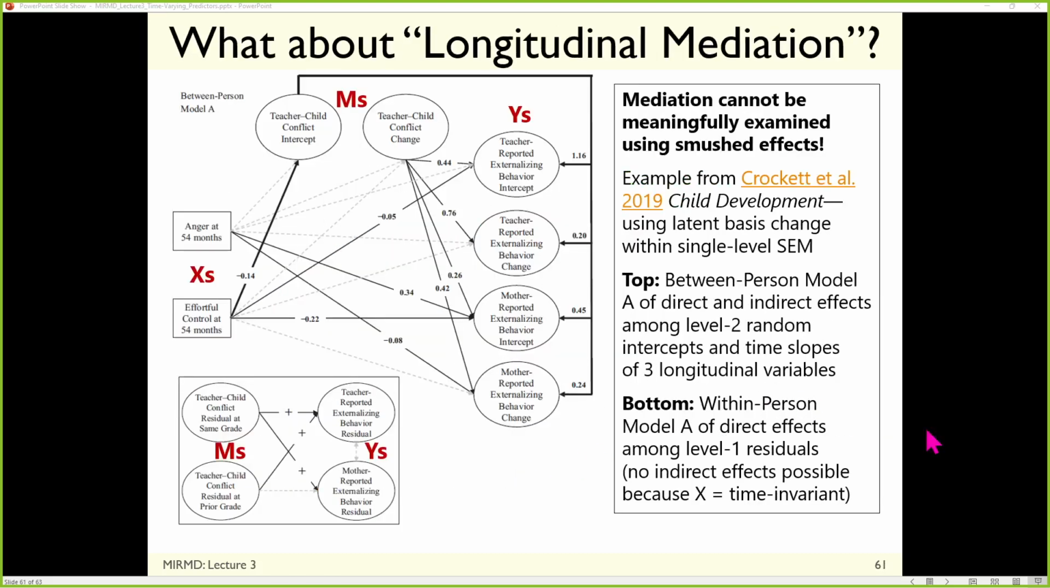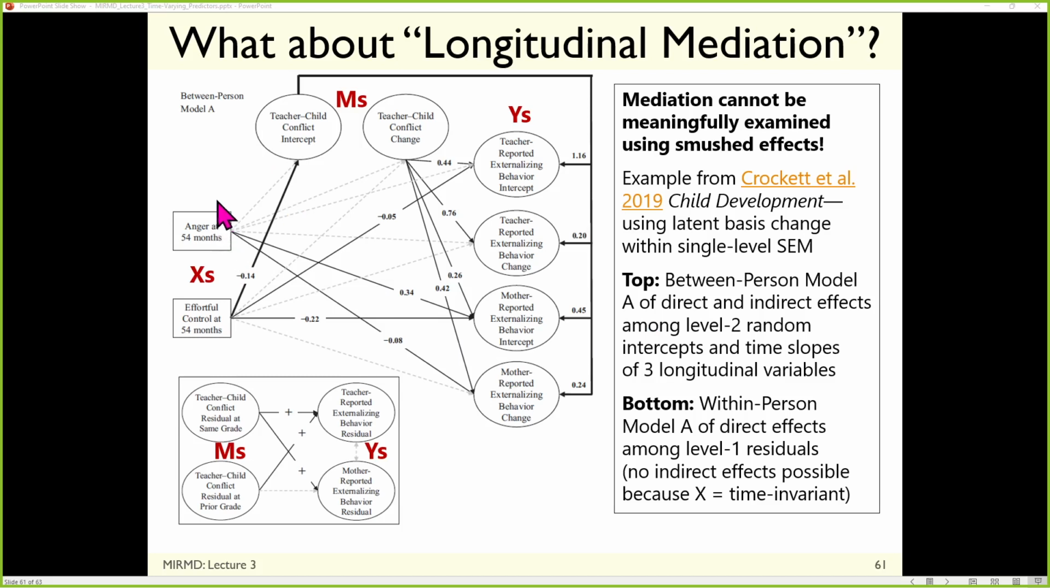Here's another quick story. This is what longitudinal mediation would look like in the context of an unsmushed model where change over time and intercept differences are both incorporated into a series of variables. So this is published work. I'm like 4th or 5th author on it or something, but this is my picture.